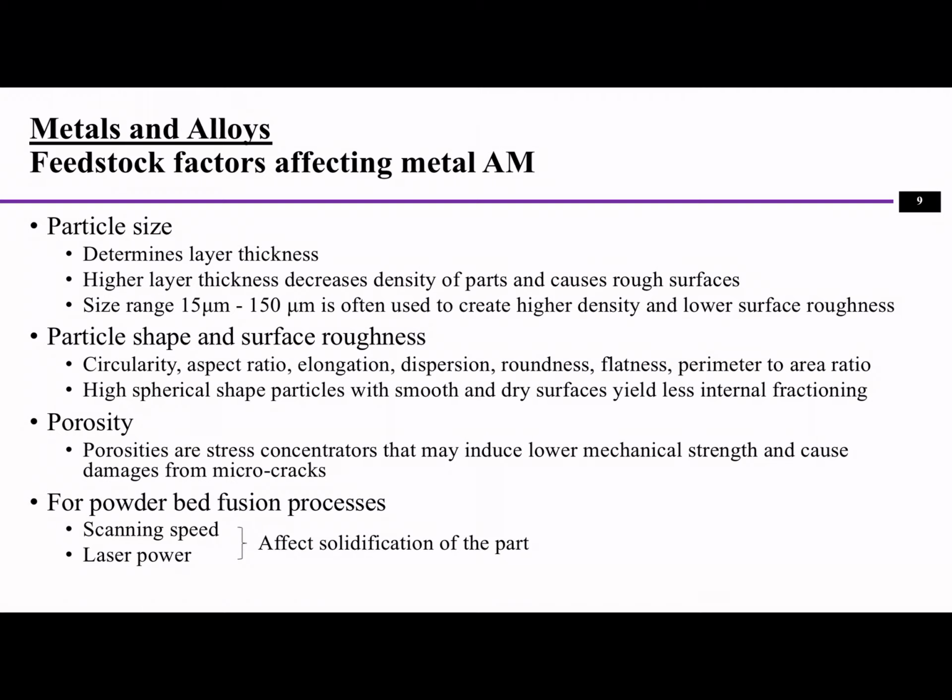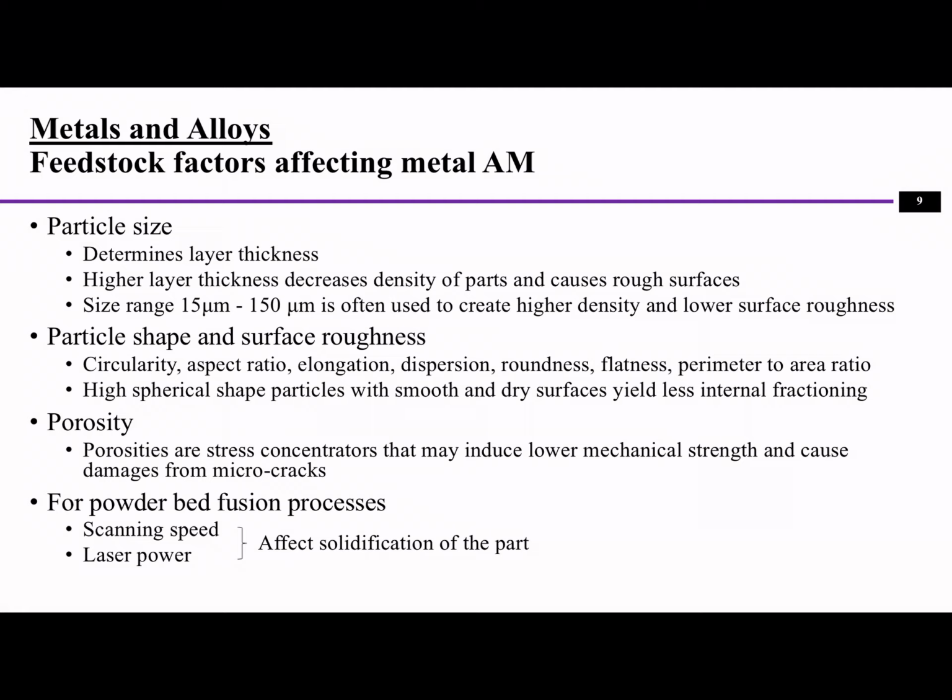First, particle size. So the particle size really determines the layer thickness. So if the size is big, then the thickness is higher. Higher thickness actually creates more porosity and also decreases the density of parts and it causes some rough surfaces, right? And so a preferred or commonly used size for metal powders will be 15 to 150 microns, so that it can create a higher density and also lower surface roughness.